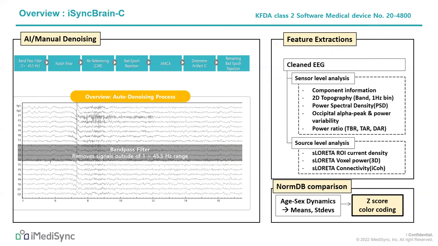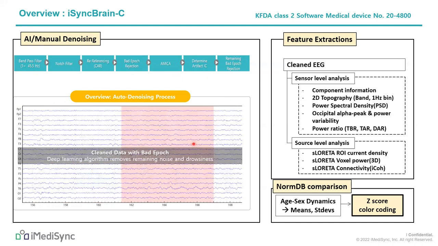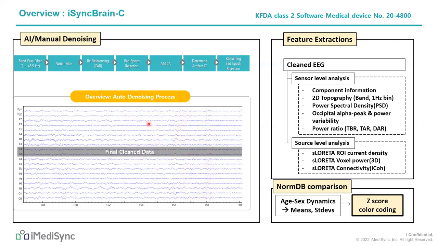In the AI algorithm, 7 consecutive steps are performed as follows. The bandpass filtered data is passed through the common average reference remontage, and then machine learning based paired epoch rejection, and then AMICA component rejection by AI. Finally, remaining paired epochs can be rejected. We have clean data automated by AI, but sometimes when we are not satisfied with the AI result, we can manually denoise the data additionally.